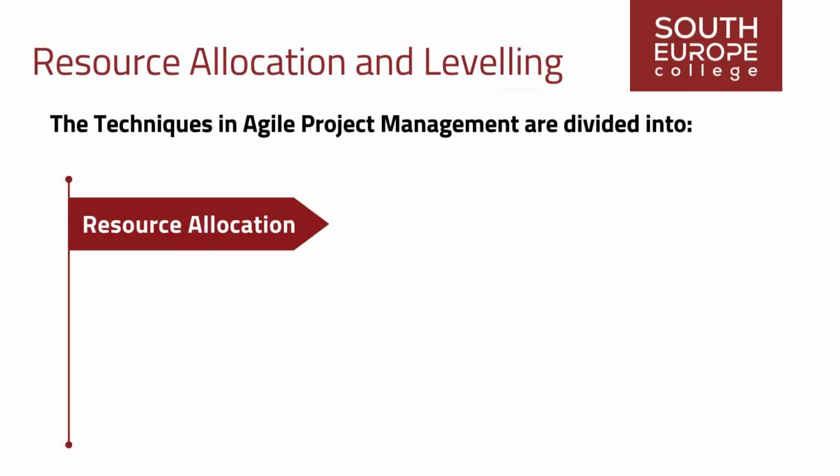Resource allocation. Identifying resource requirements. This involves identifying the specific skills and expertise needed for each task or activity in the project. Project managers collaborate with stakeholders and team members to determine the necessary resources.